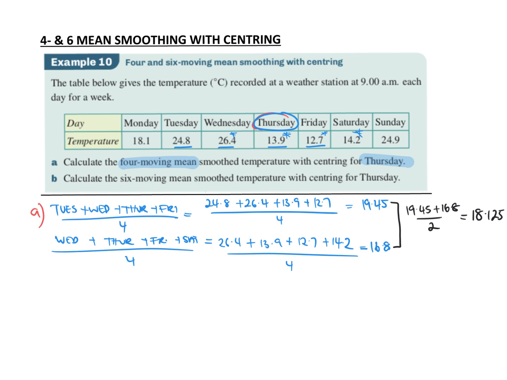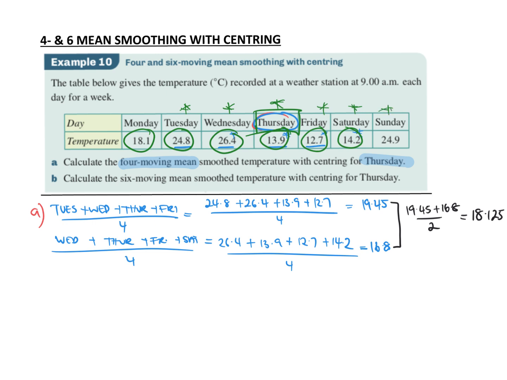Okay, so I'm going to write out the 6 mean, and it says for Thursday as well. 6 mean would be one option. I'm going to go 1, 2, 3, 4, 5, 6. So one option is I'll go 3 before it, 2 after it, and then the second option, I'm only going to go 2 before it and 3 after it.